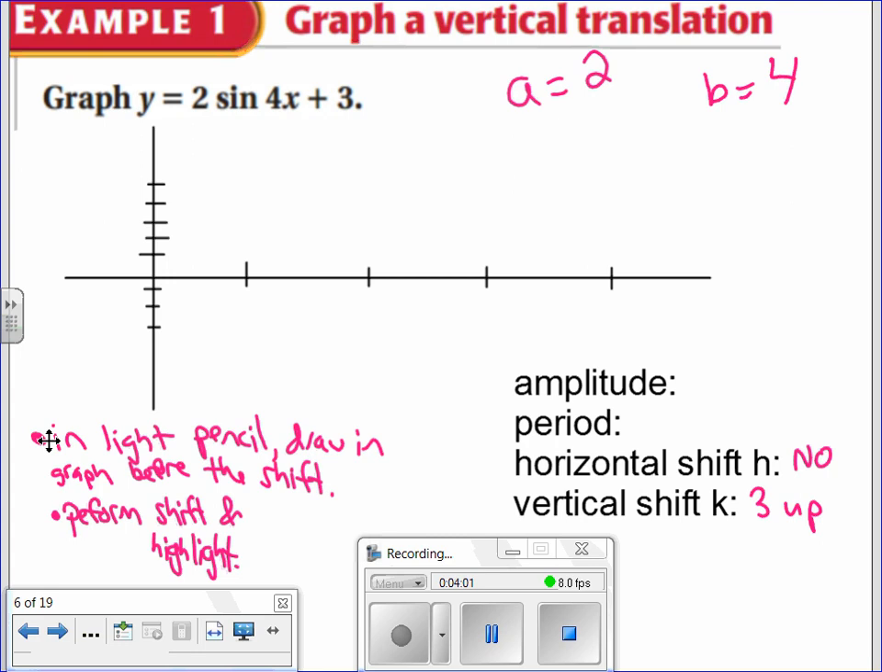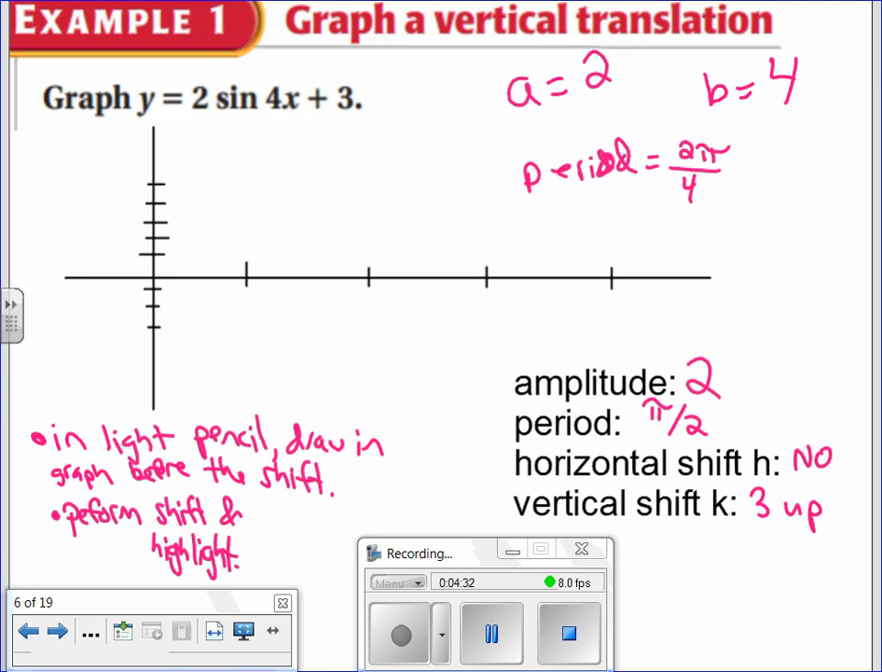Alright, since this is a sine graph, the amplitude's real easy. It's just going to be a 2. So my maximum point will be up at 2, and my minimum point will be down at -2. That's before the shift occurs. For my period, there is a period formula for sine and cosine graphs. It's 2 pi over b, so 2 pi over 4. What would that simplify down to? Pi over 2.